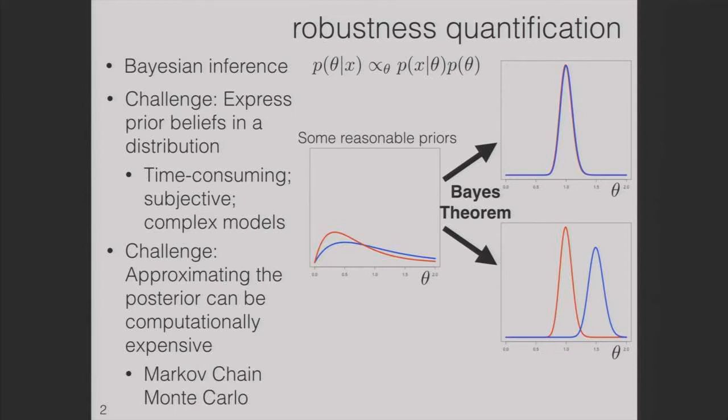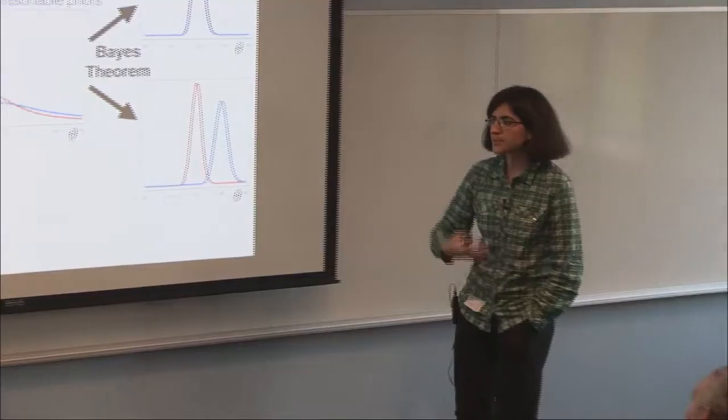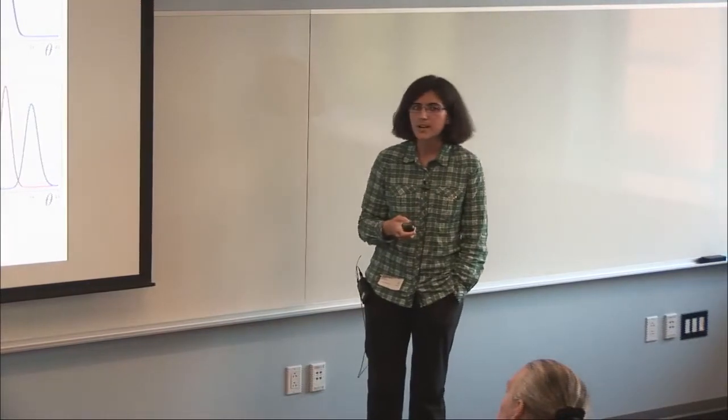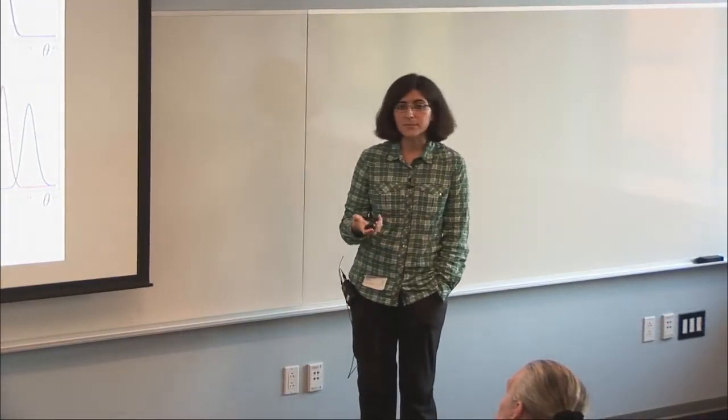So, for instance, one of the ways that you might approximate it, certainly one of the most influential algorithms of the 20th century, is Markov chain Monte Carlo. This gives us a bunch of samples. It's an empirical approximation to the posterior. But problematically, it can be very slow.